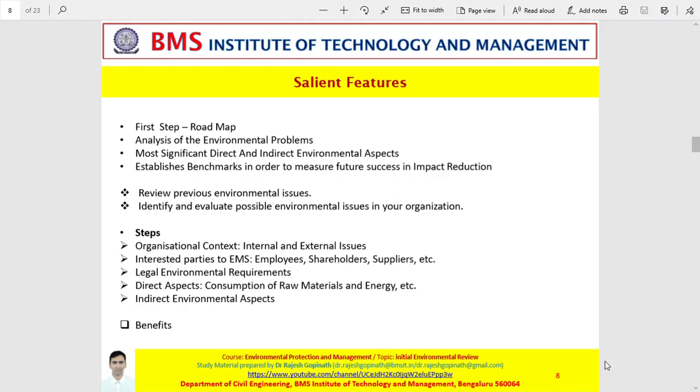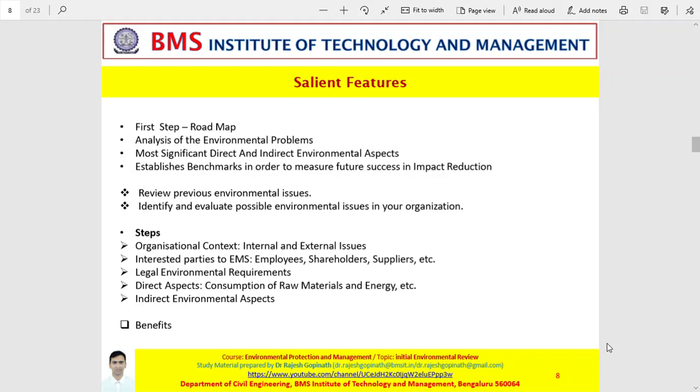Moving on, the second step is to determine the interested parties to the EMS, that is employees, shareholders, suppliers and so forth. So here it's about understanding and determining the needs and expectations of these stakeholders. Basically, any organization can decide to voluntarily fulfill these needs or expectations. In that case, it will definitely become part of the company's compliance obligations in the EMS.